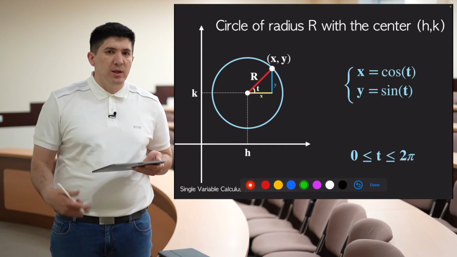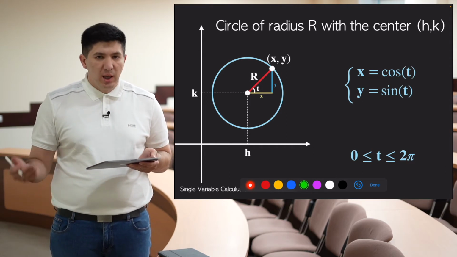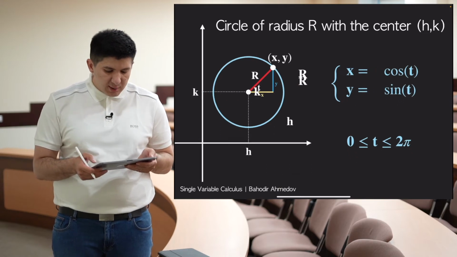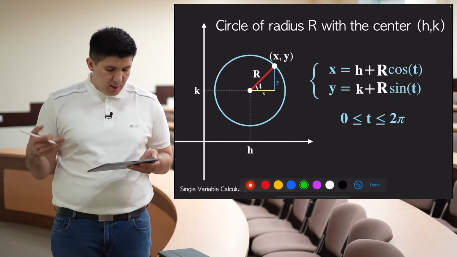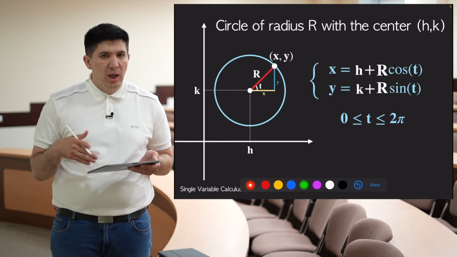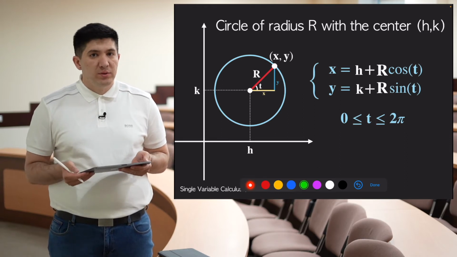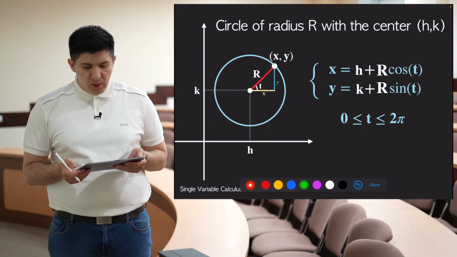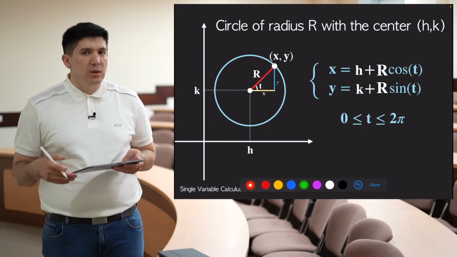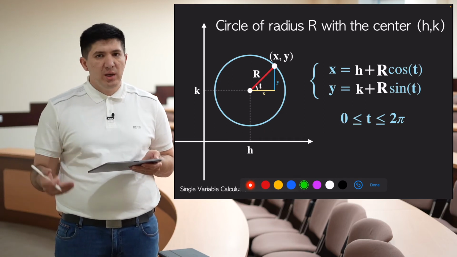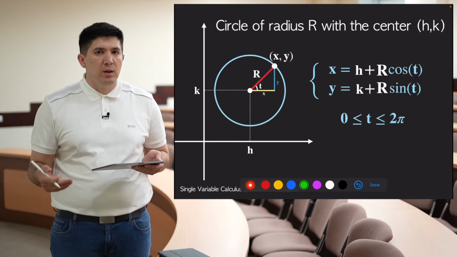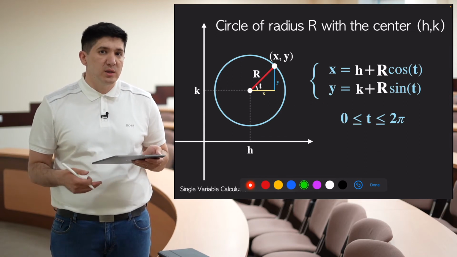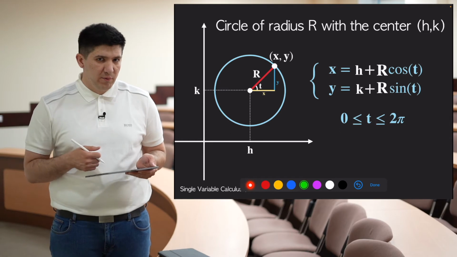And with the center at any point with coordinates h and k, you simply add h to the x and k to the y, where h and k are the coordinates of the center of the circle. So in general, the parametric equation of any circle with radius r and center with coordinates h and k is going to be in this form.